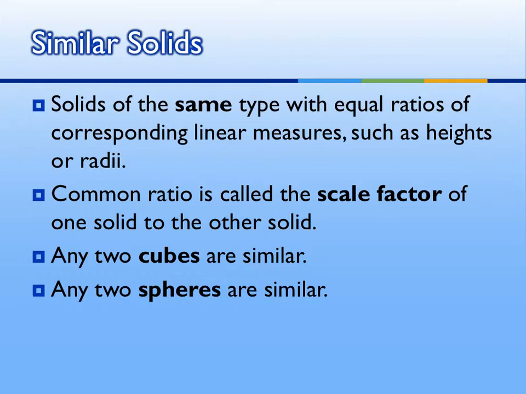If you remember similar triangles and similar polygons, we had a scale factor, right? Scale factor is the ratio of those measurements. So if I have 2 similar cylinders, and the radius of one is 2 and the radius of the other is 3, then my scale factor is 2 to 3.